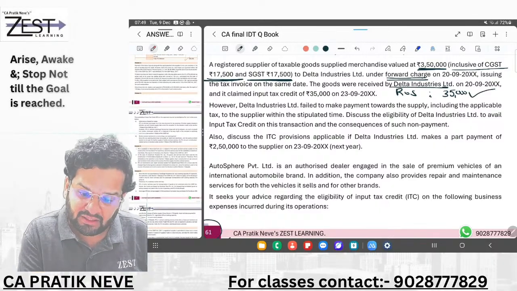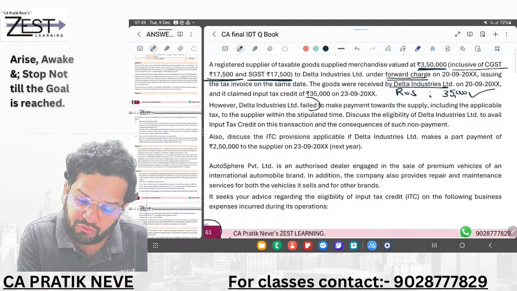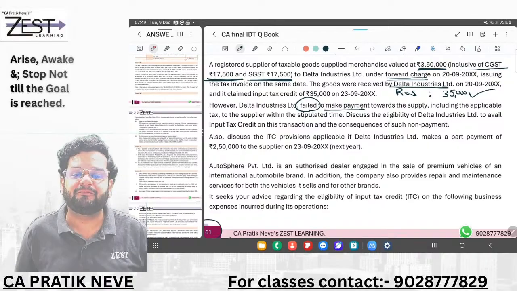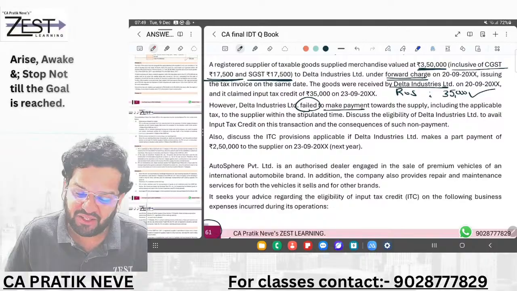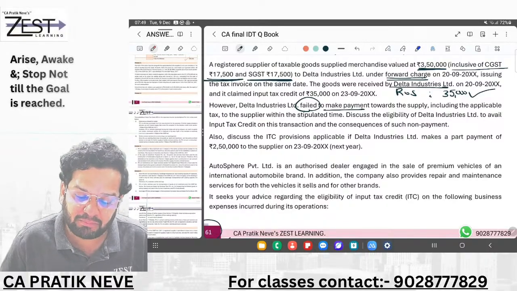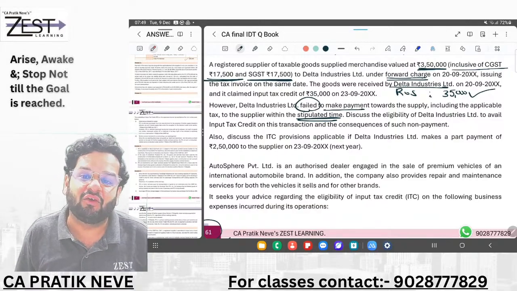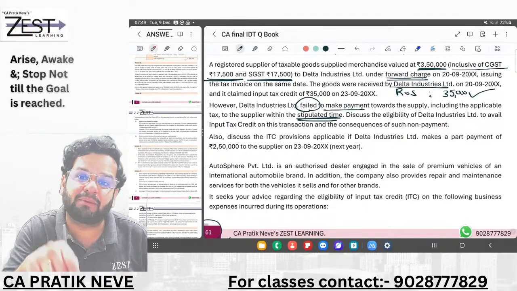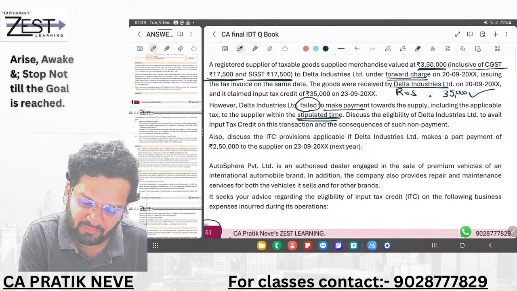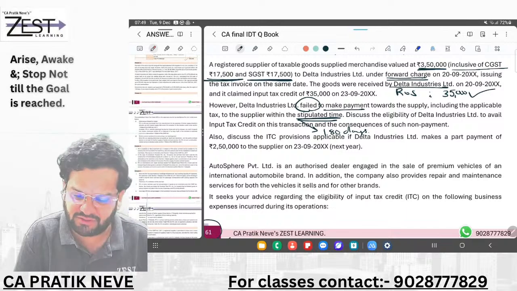But Delta Industries Limited, this recipient of supply, failed to make payment. It failed to make payment towards the supply, including the applicable tax, to the supplier within the stipulated time. So can you tell me what is the time limit for making payment by the recipient of supply to the supplier? This time limit is 180 days from the date of invoice.